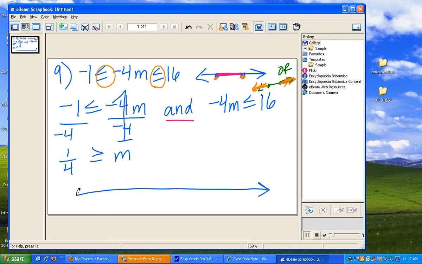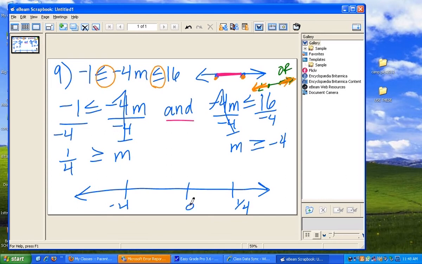I can graph it now, or I can graph it later. I'm going to wait, because I don't know what my other number is going to be yet. So I want to solve this other half. How do I get m alone? Divide by negative 4. I'm left with an m. I divided by a negative on both sides of my inequality, so I have to switch my sign. 16 divided by negative 4 is negative 4. Now I have my 2 numbers: one is a negative 4, one is a positive 1/4.